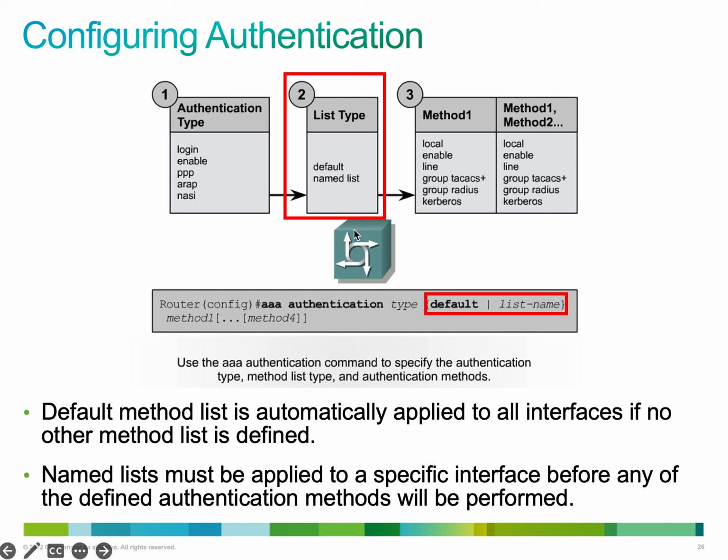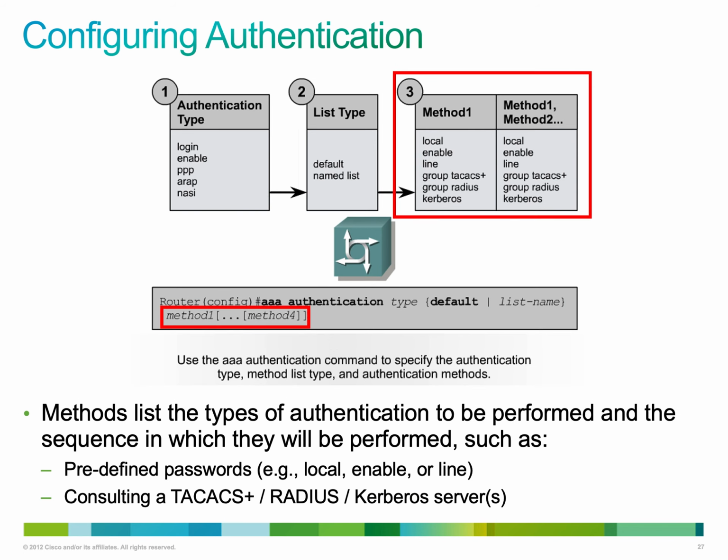Then after that, we move to the method. Method lists the type of authentication to be performed. What type? Is it local? Is it enable? Is it line? Is it group TACACS? Is it group TACACS plus? Or is it group RADIUS? Or is it Kerberos? So you must say which of the methods you're going to use. Is it method 1, or is it method 1 to 4? Which of them are you going to use? They must be specified.